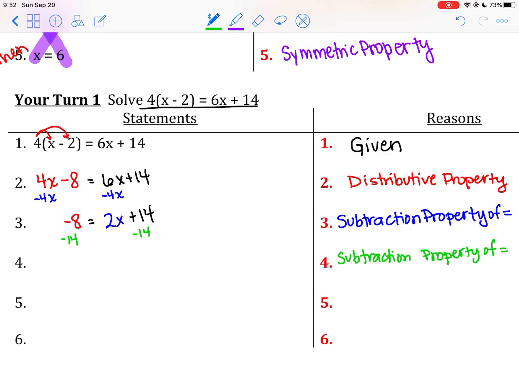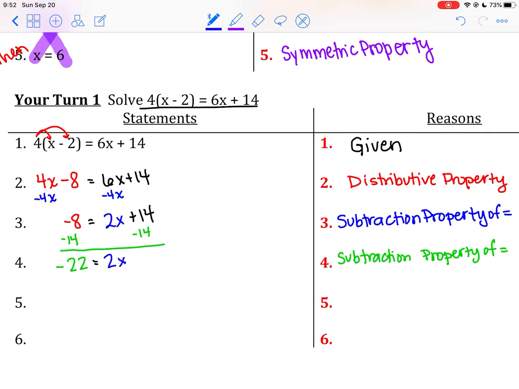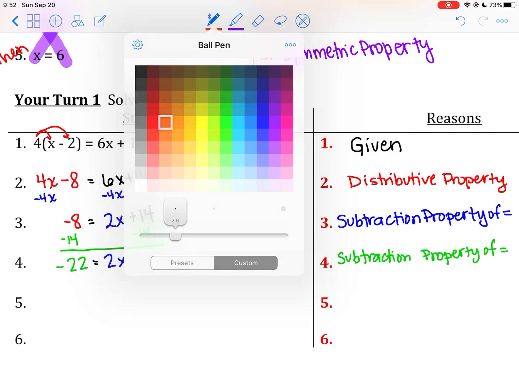Then I'm going to look at my result. It's kind of like after we draw our equal sign, what do we have left? Negative 8 minus 14 is going to be negative 22. And I'm not really changing my equal sign. I didn't do anything to the 2x this time, but I did get rid of that 14 that was added to it. So now I have negative 2x equals 22. I need to look at what I can do from here.